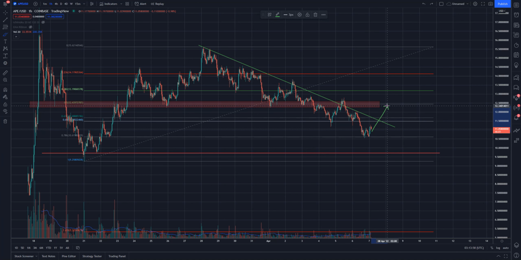If not, we're going to have to break this red box to the upside if we want to start a new uptrend. Or else we could very well retest it and then just go all the way back down to here again. This is all I have for APE today.